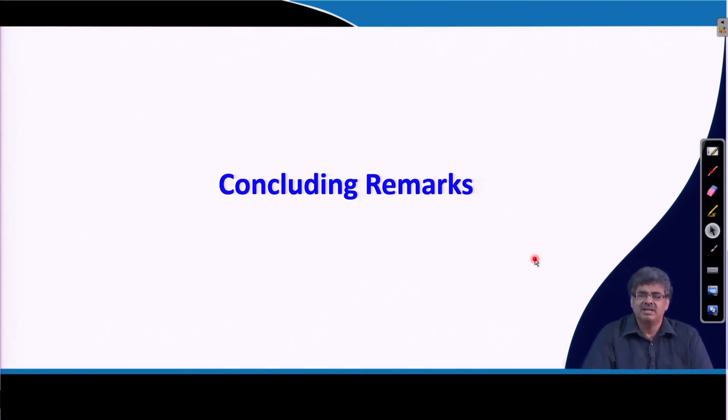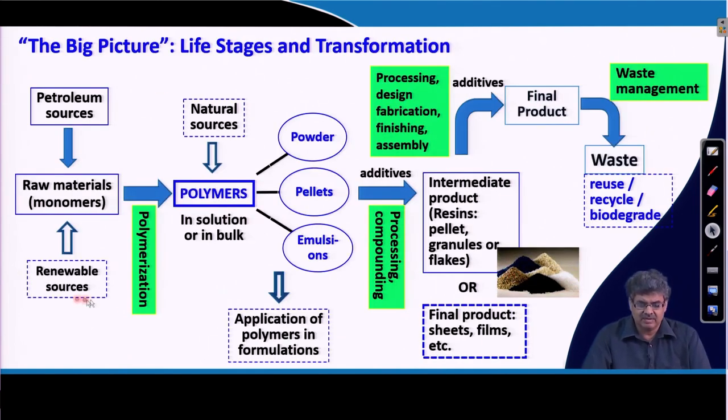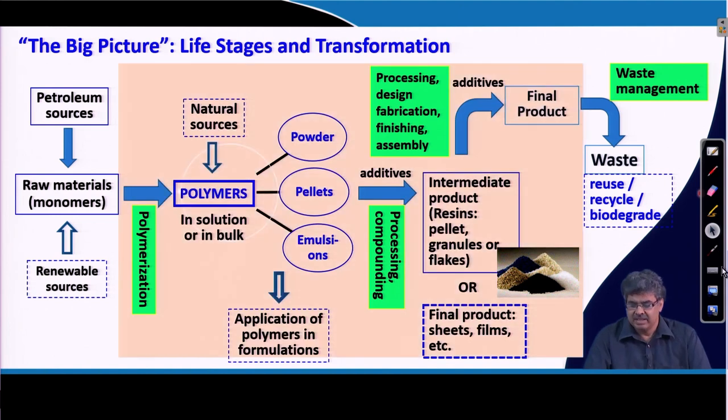Okay, with this I will have some concluding remarks about polymer science. If we go back and remember this slide I have shown a few times, this is the complete picture of life stages and transformation reactions, starting from the source of the polymer, monomers and polymer, and then polymerization and then product. So, this is the part I have discussed during all the last lectures. The only part we have not discussed is the source of the raw material and the waste management, and in fact these are probably as important as this part as well.